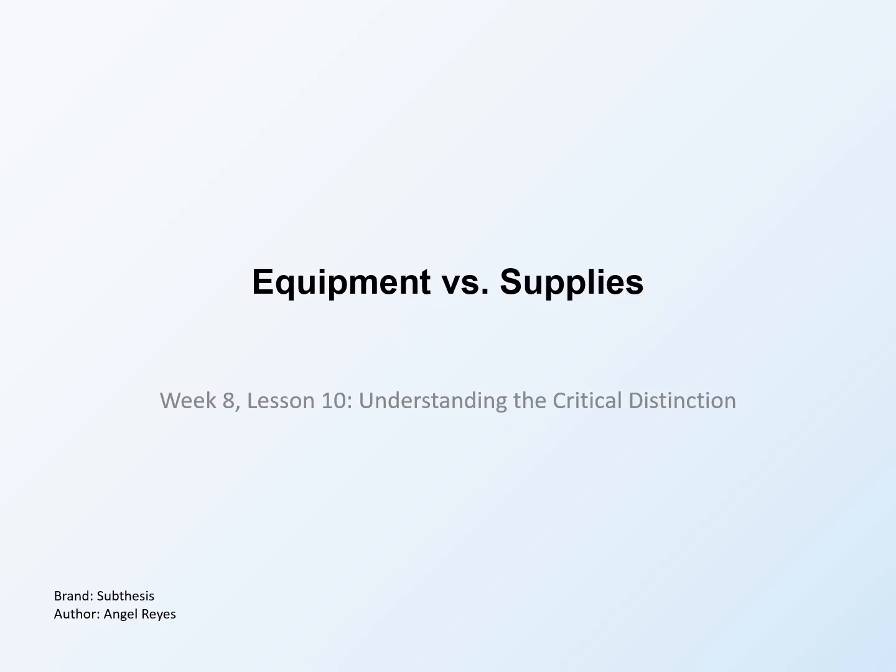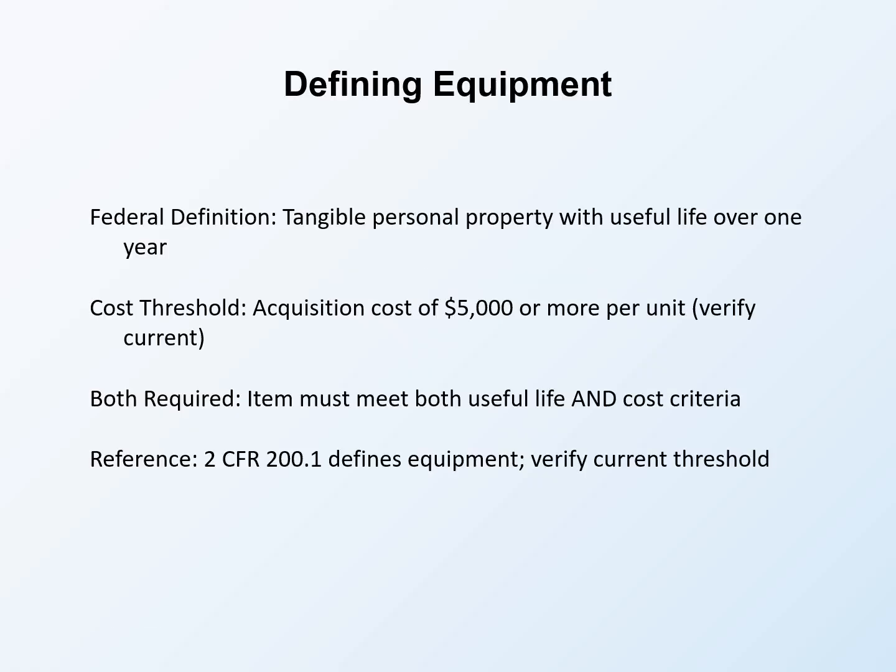By the end of this lesson, you will be able to distinguish equipment from supplies and understand the implications of each classification. Equipment has a specific regulatory definition that determines when special requirements apply. Understanding this definition enables proper classification of purchases.